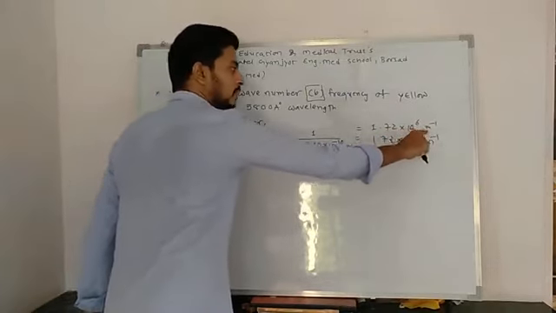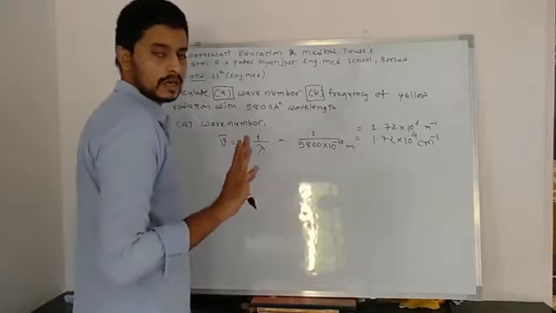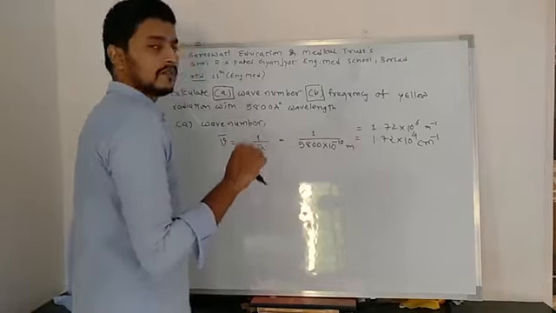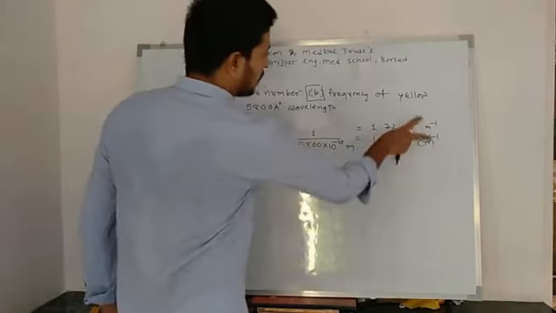Suppose if you want to convert meter into centimeter, you divide the given amount by 100. So meter divided by 100 will give centimeter. So you are allowed to write either meter or centimeter.